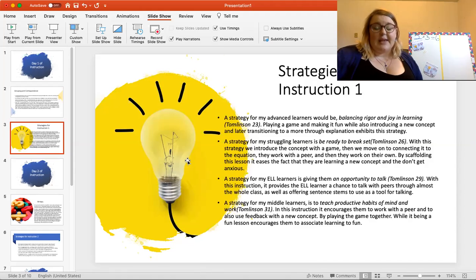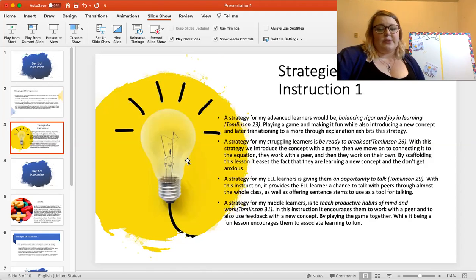With this instruction, it provides the ELL learner a chance to talk with their peers through almost the whole class period, as well as offering sentence stems to use as a tool for talking if they need that extra support. A strategy for my middle learners is to teach productive habits of mind and work. In this instruction, it encourages them to work with a peer and to also use feedback.